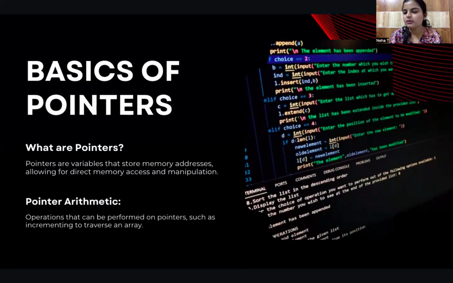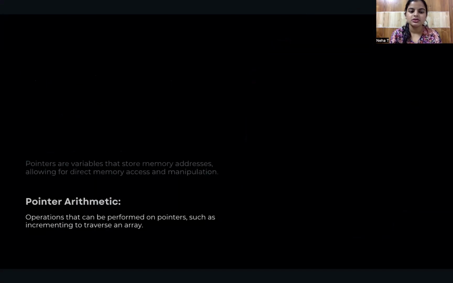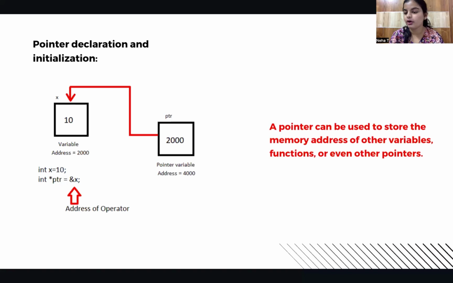Okay. So now what is pointer arithmetic? Any operations we perform on the pointers are known as pointer arithmetic, like incrementing, decrementing, traversing an array, and everything of that sort. We'll see the pointer declaration and initialization. Pointers are used to store the memory addresses of other variables, functions, or even other pointers. Okay, that is the definition of pointer.